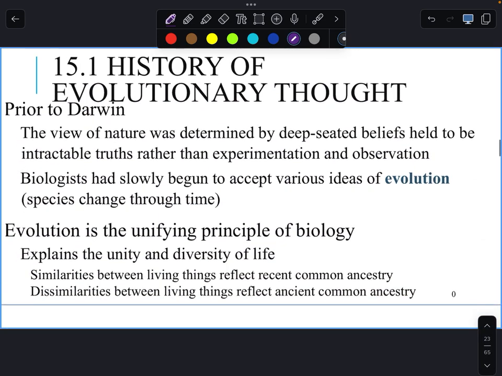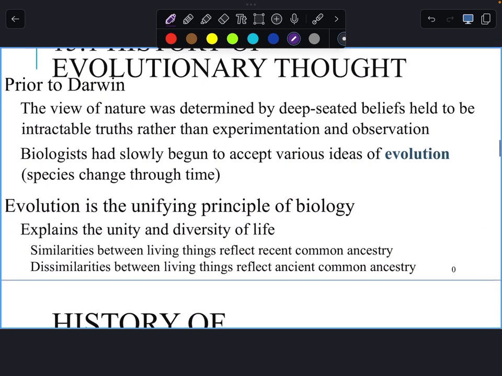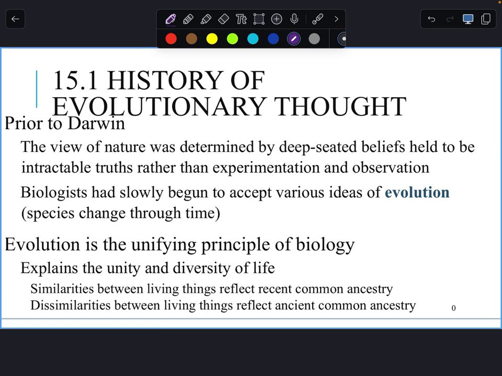And so prior to Darwin, the view of nature was determined by deep-seated beliefs. Biologists have slowly begun to accept various ideas of evolution. Darwin actually had a misreading of Genesis. Darwin didn't correctly read Genesis. And so this led to his faulty understanding. He believed that God created fixed species, and that's not at all what Genesis says.